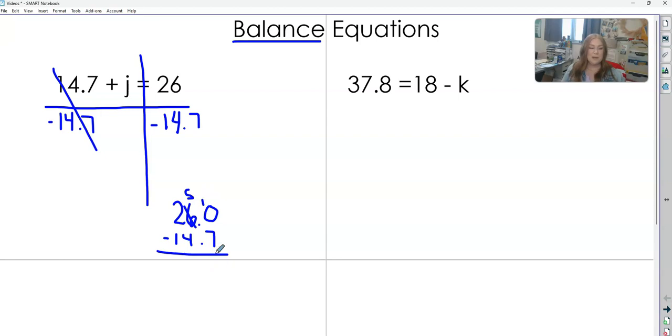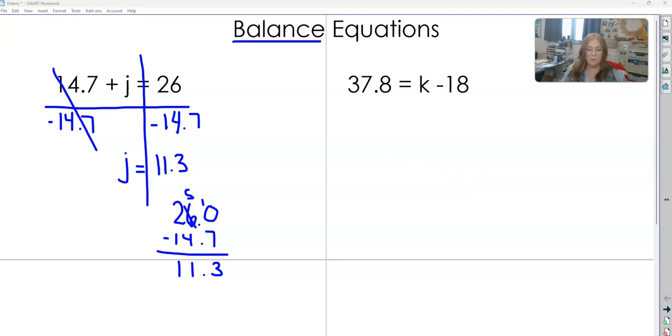So here we have 3, bring down my decimal, 5 minus 4 is 1, 2 minus 1 is 1. So j equals 11.3. 14, that's about 15, plus 11 is 26. So my answer makes sense. Go back and check. If I plug this in, will this make sense?